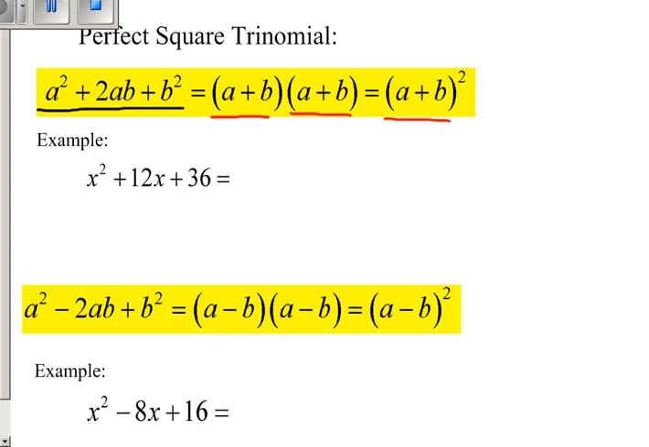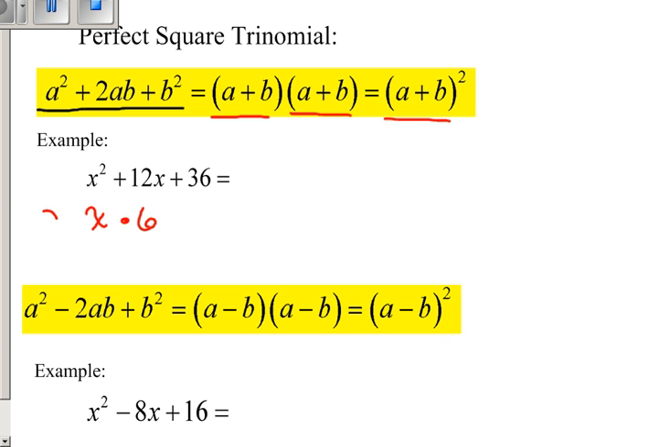Let's look at an example like this. Notice my first term, x squared. Is this a perfect square? Yes. What? It is x squared. Look at my last term, 36. Is this a perfect square? Yes. What? 6. So let's see if it fits the pattern.